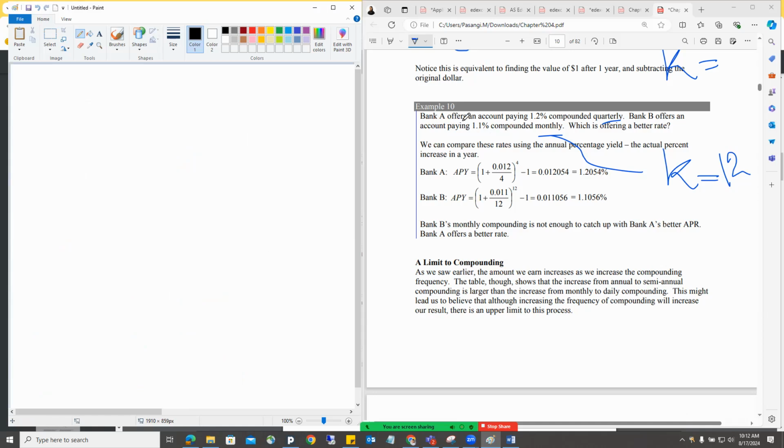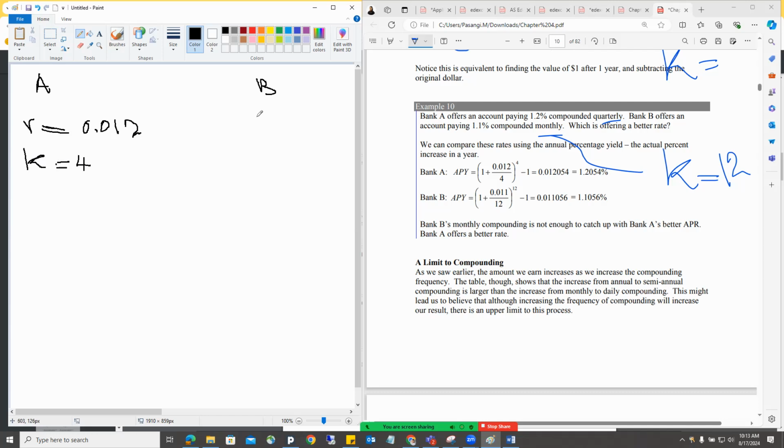So the first one is, now bank A offers. Okay, here we have bank A, here we have bank B. So bank A offers an account paying 1.2% compounded quarterly. So the rate is 1.2%, which means 0.012. Then here also 0.012 with compounded quarterly. Then the value K is equal to 4.